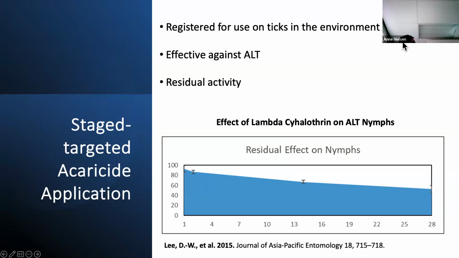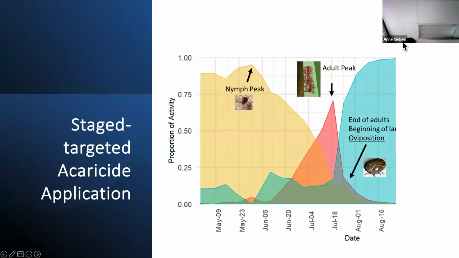So we used lambda-cyhalothrin because it has good residual activity. It was proven to work for ALT in other studies, and it's registered for use on ticks in the environment. So we used lambda-cyhalothrin in this first study. And the idea was to basically target the peak of nymphs, the adult peak, or the end of the adult peak, beginning of oviposition.